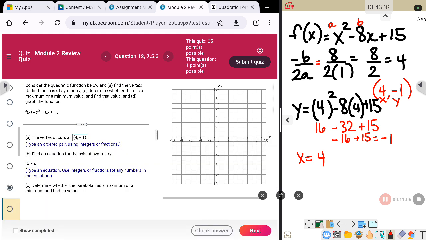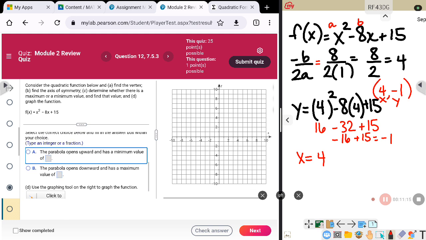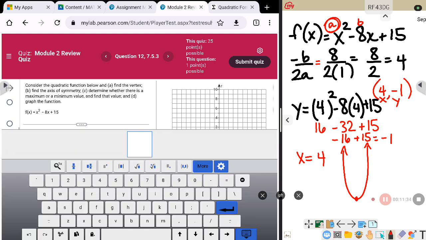And then the last part says determine whether the parabola has a maximum or a minimum and find its value. So the way that you're going to show that or find that is by looking at the a. If it is positive, that means the parabola opens up, and that means its vertex is at the minimum. So the parabola opens up, and it has a minimum of whatever that y-coordinate is, which was negative 1.